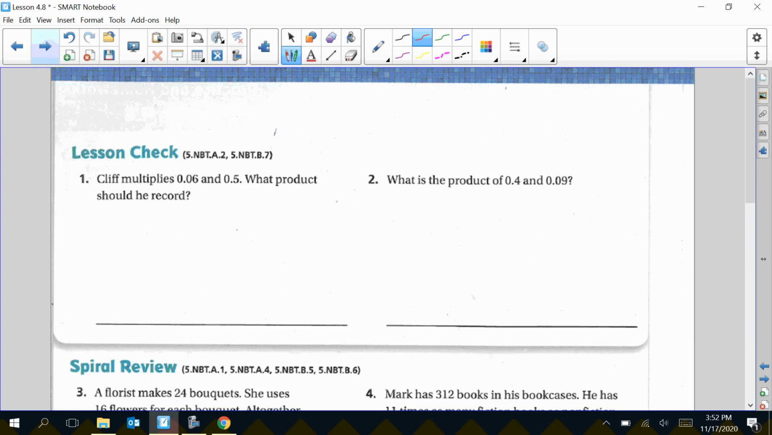If we look at the back, again, we're just multiplying on the first 2. We set these up. This is 6 hundredths times 5 tenths. And then we also have 9 hundredths times 4 tenths.